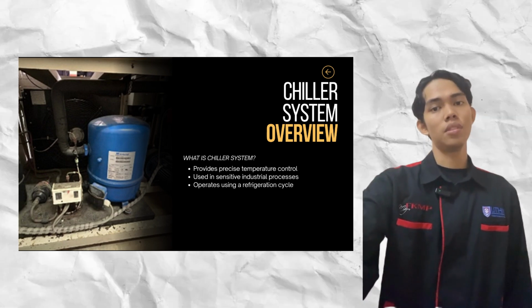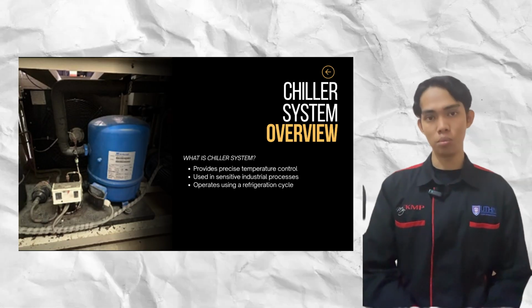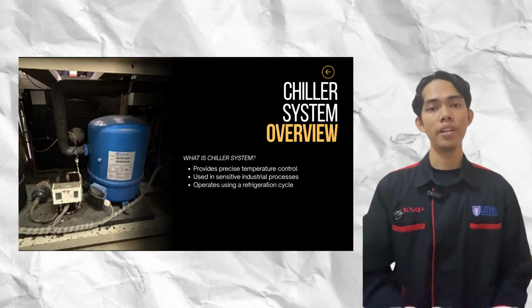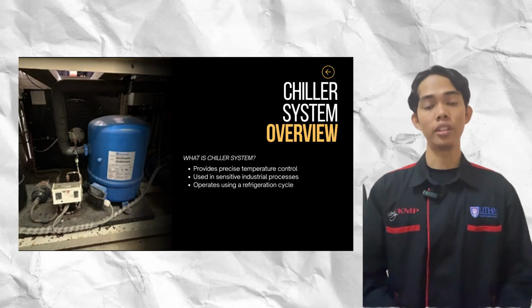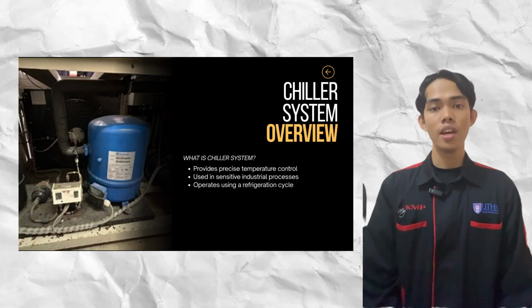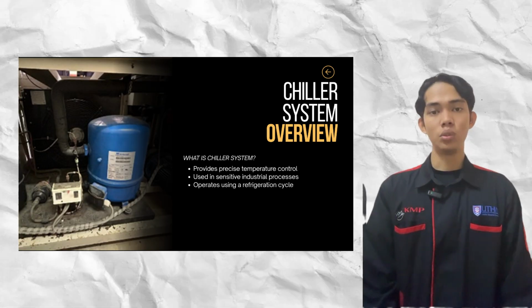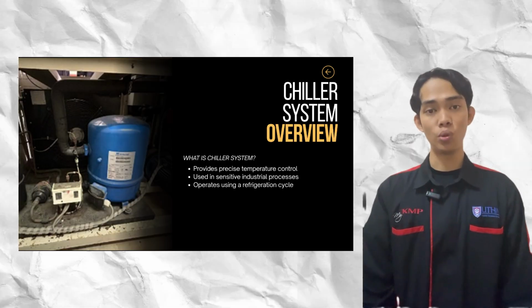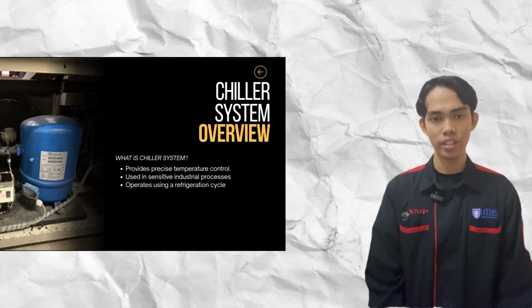The chiller system is used to provide precise temperature control in industrial processes. It is commonly applied in sensitive processes that require stable operating conditions. The chiller operates using a refrigeration cycle to remove heat from the process fluid.